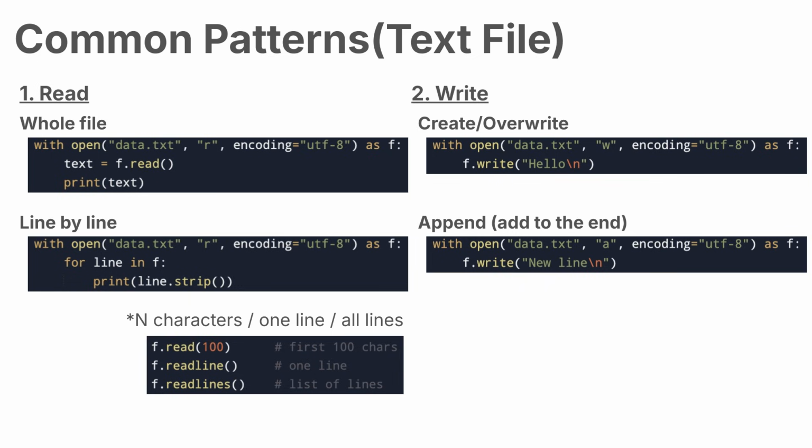Quick recap. Open using with, choose the right mode, R, W, or A, and use the action that matches your goal: fread, to bring text in, fwrite, to put text out. Master these 4 patterns, and you can handle almost any text file you meet.